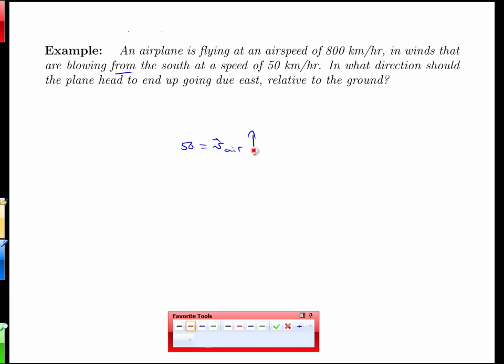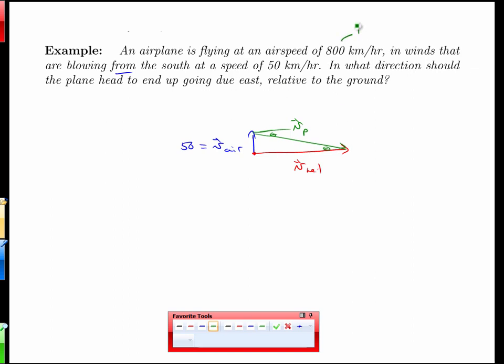Let's say this is our route. We've got 50 kilometers an hour north. We know we want the final velocity to be due east. The only way for that to happen is for our plane to head this way, at some angle that we have to find, so that we end up heading down and ending up due east after being pushed north by the air.